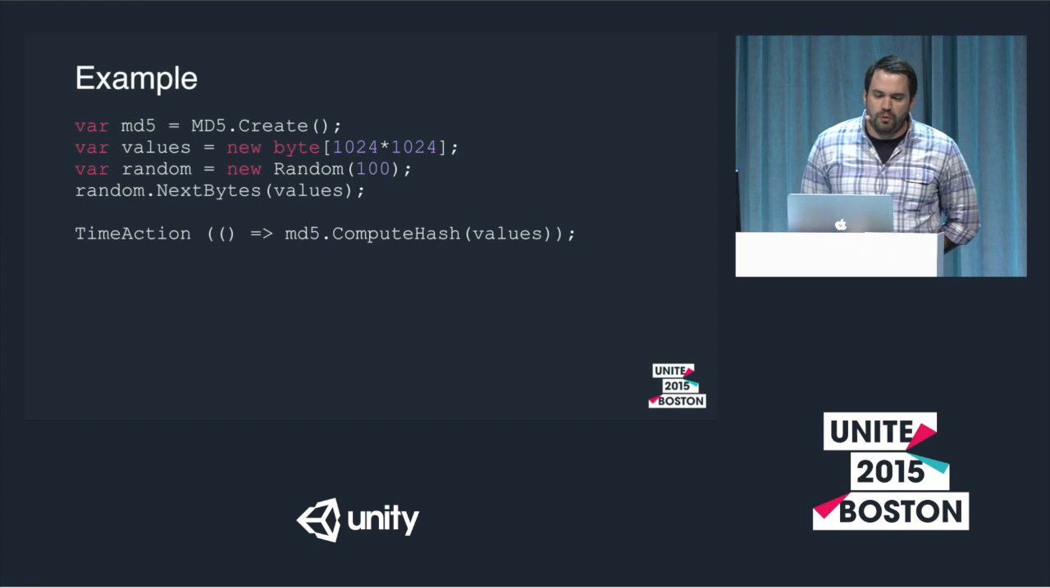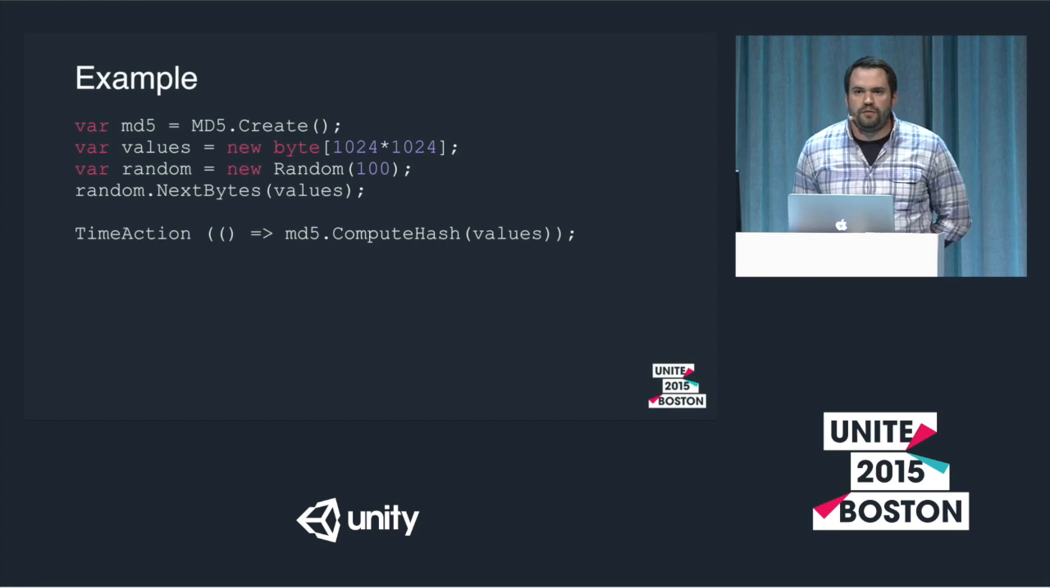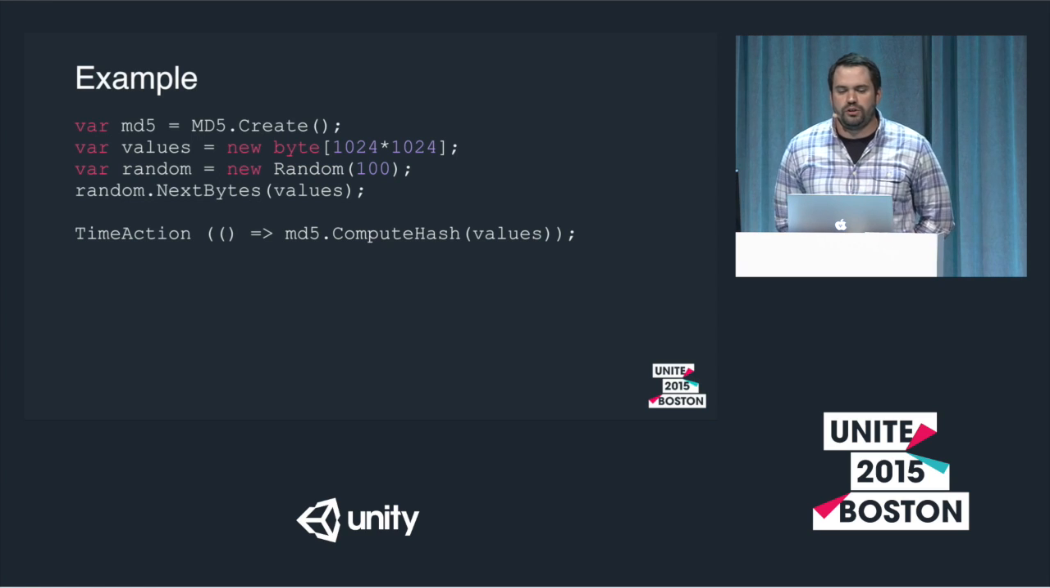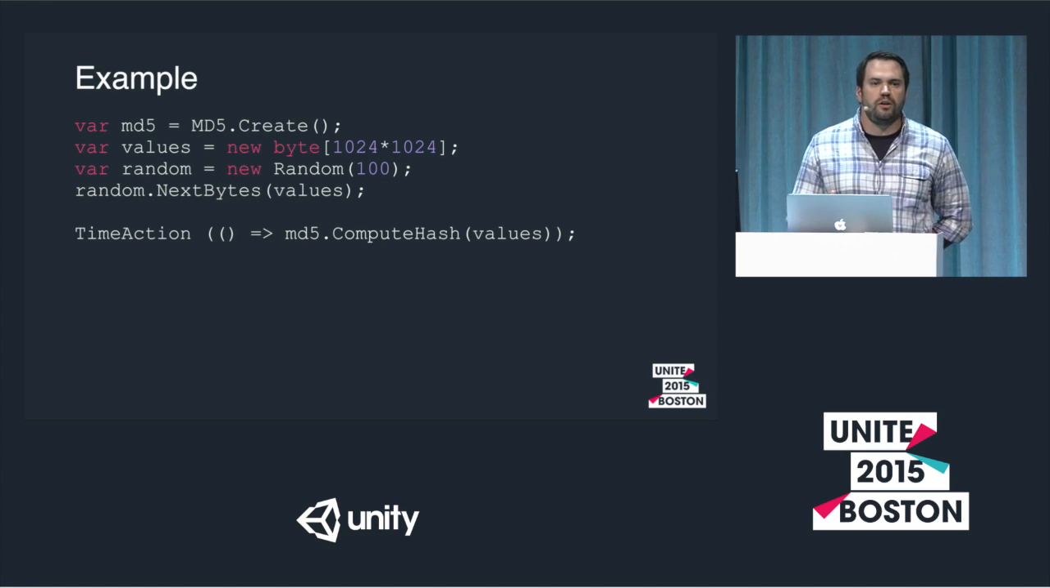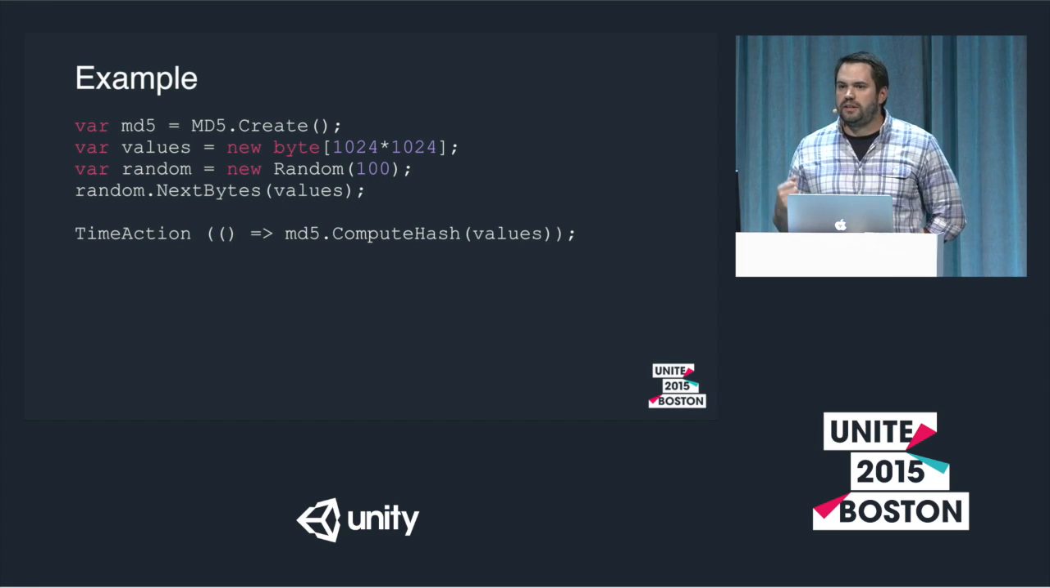So let's take a look at an example. What we're going to do is take the MD5 crypto class here. We're going to allocate a megabyte of bytes. We're going to fill it with some random values, and then all we're going to do is compute the hash of that. So say, for example, you were streaming some content down from somewhere or loading some files off disk. You could do this checksum and calculate this in your application and make sure it was downloaded correctly.